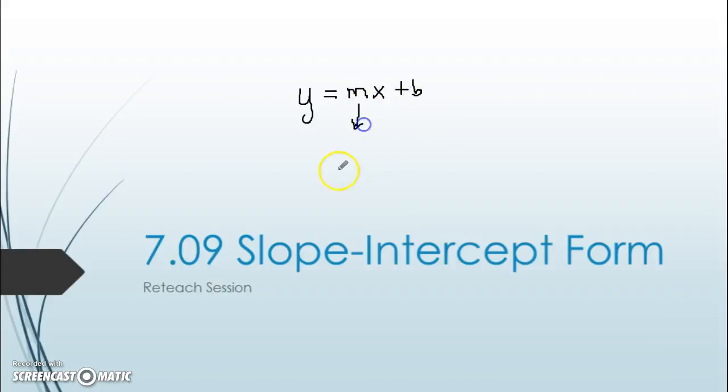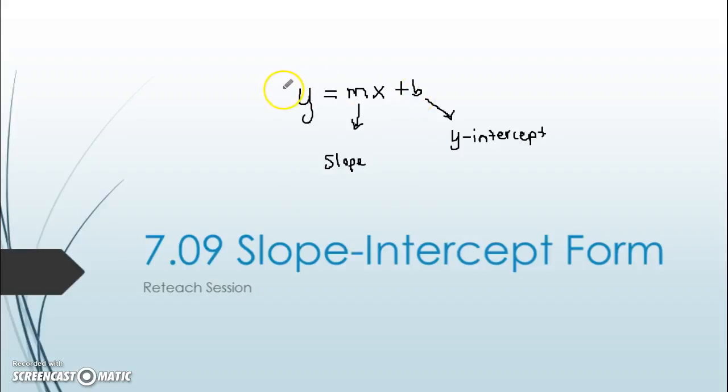And m is your slope. So whatever number is multiplied by x, we call that the coefficient of x, that represents your slope. And the number at the end of your equation, that represents your y-intercept. And that is the point at which your line crosses the y-axis. So m represents slope, and b represents your y-intercept.